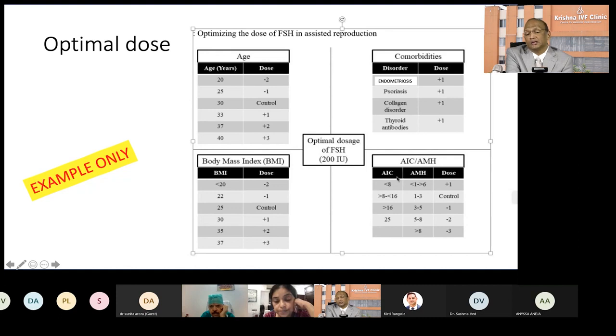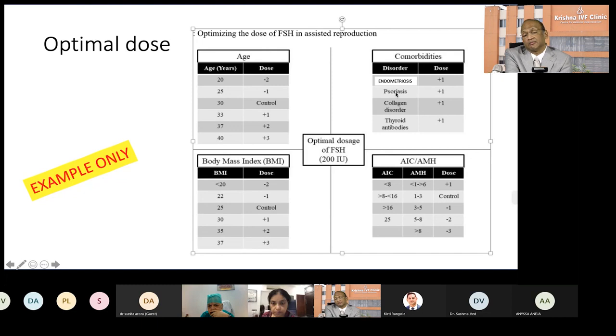And I use only the AFC rather than the AMH because I am giving it in that particular cycle. If I have an AMH between 8 to 16, then my starting dose is this. If it is less than 8, then I add another 25 units. If the AFC is more than 16, I minus 25. Then I also look at high levels of thyroid antibodies, especially the antimicrosomal antibodies, and if they are very high in thousands, I add another 25 units.